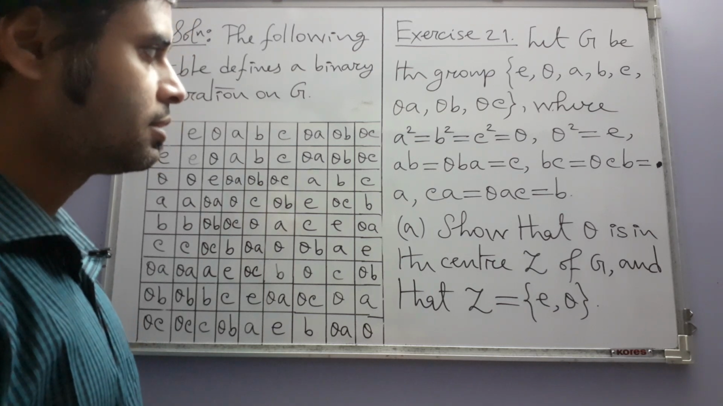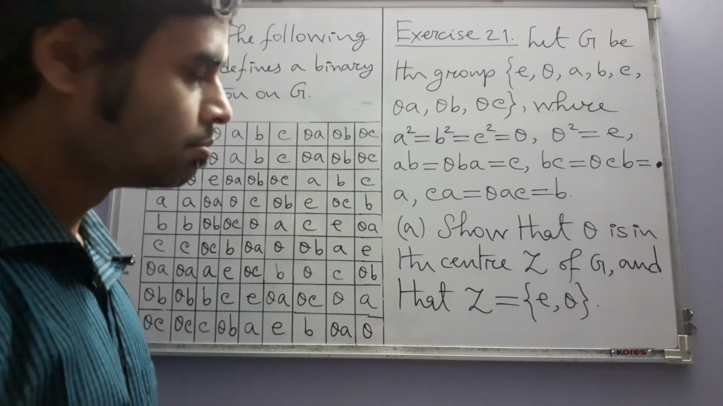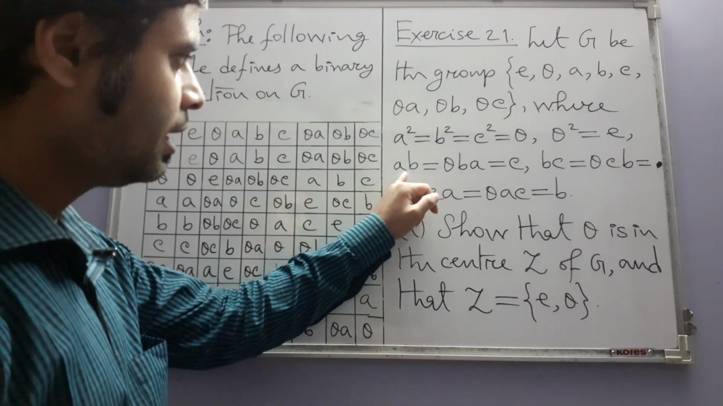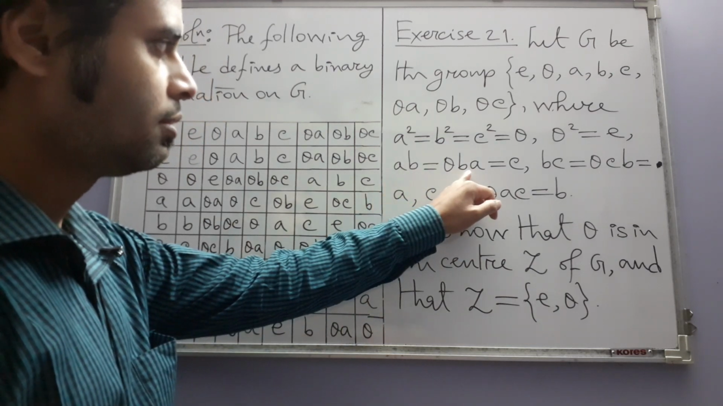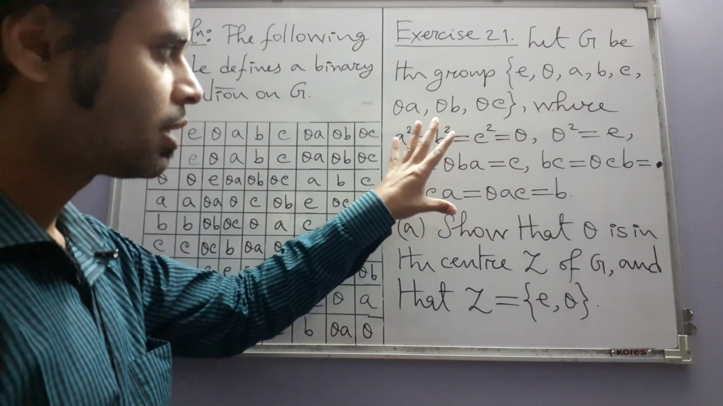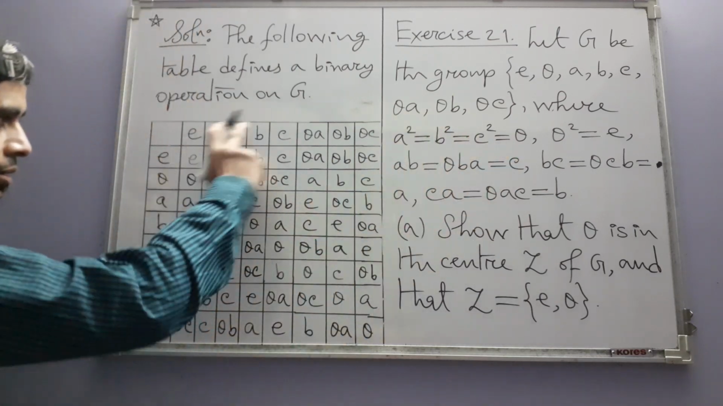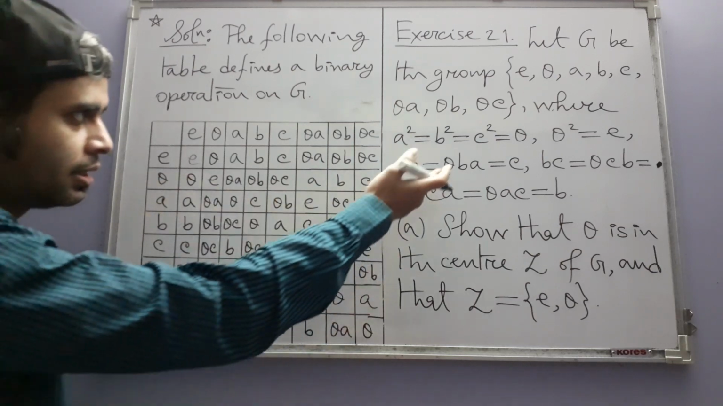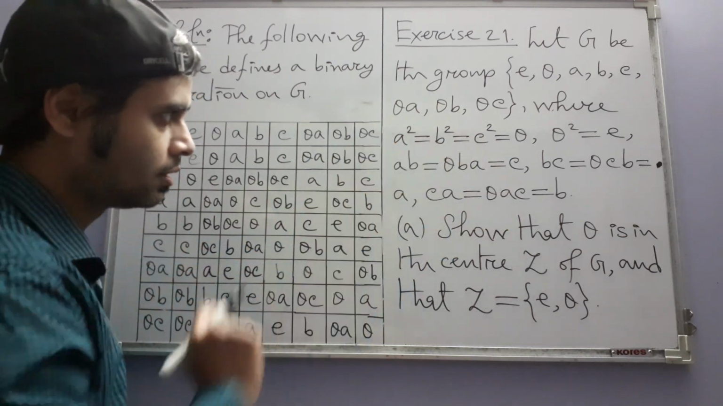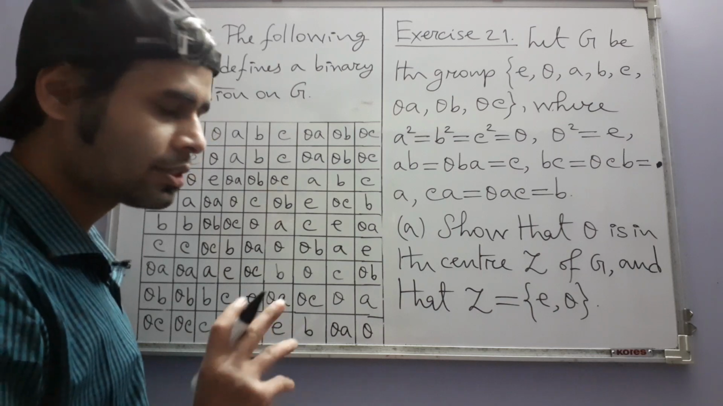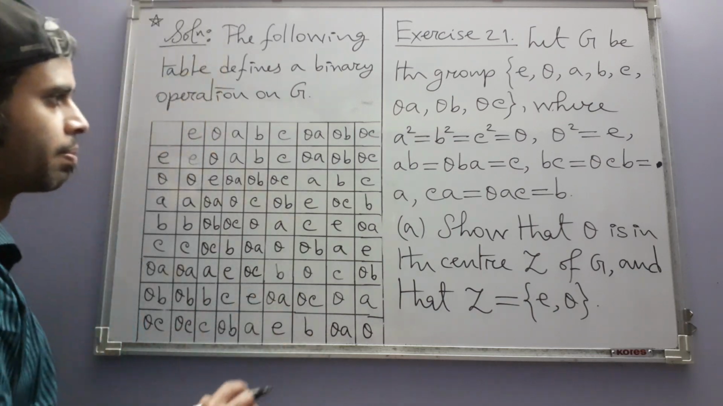And one more thing is that it's a non-abelian group. Why? Because AB and BA are not the same. Oh, but before I use these things, you can use the table and see that all these relations are true. Let's just see a couple of them.